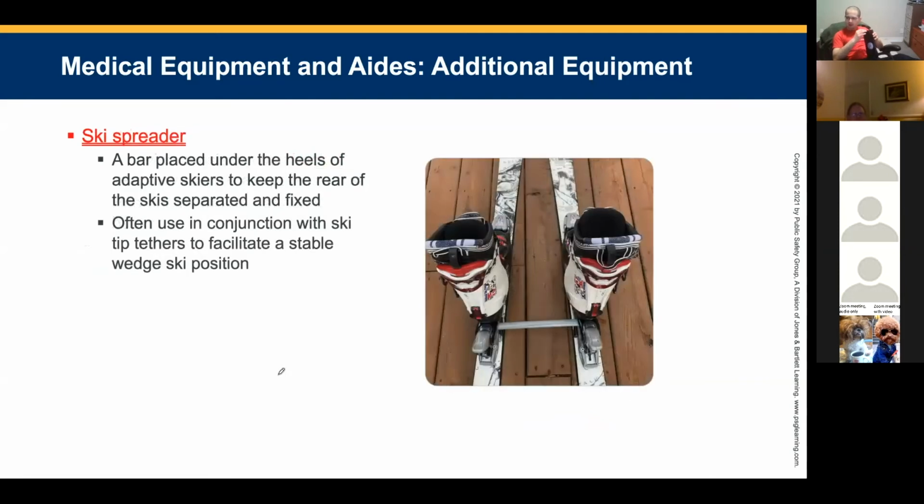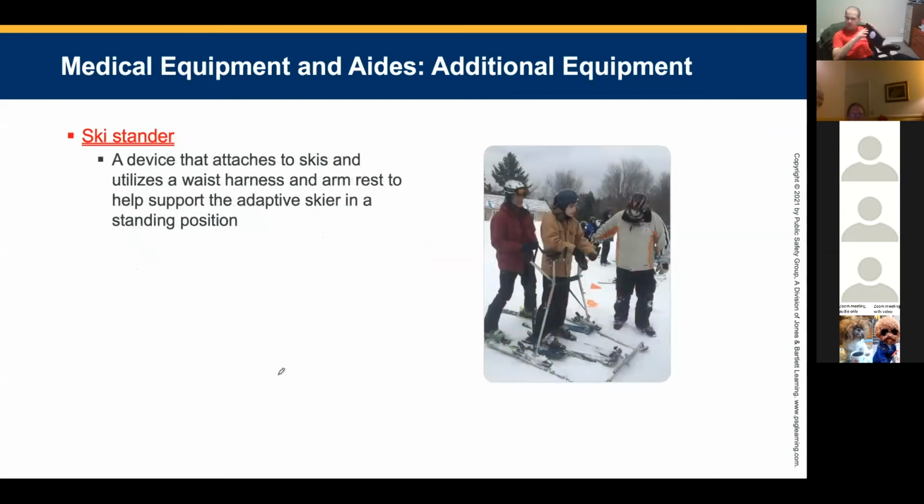Then there's ski spreaders, which is a bar placed under the heels of the adaptive athlete's ski to keep the rear of the ski separated and fixed, often used in conjunction with the ski tip tethers to facilitate a stable wedge ski position. Then there's ski standers, a device that attaches to the skis and utilizes a waist harness and armrest to help support the adaptive skier in a standing position.